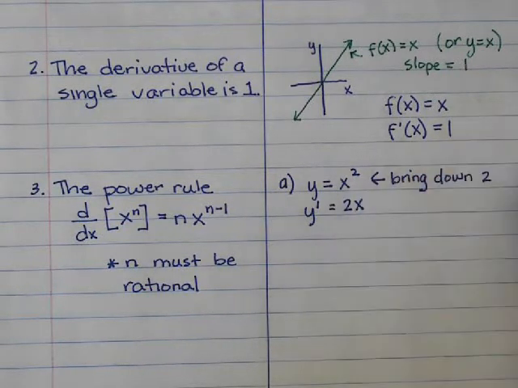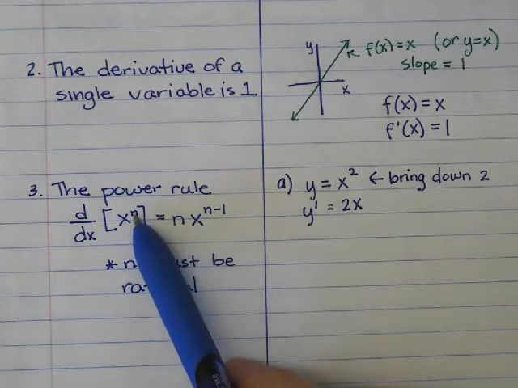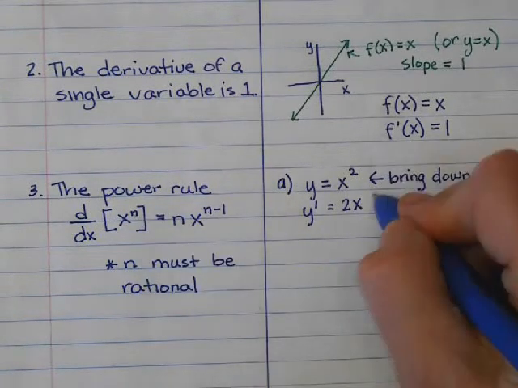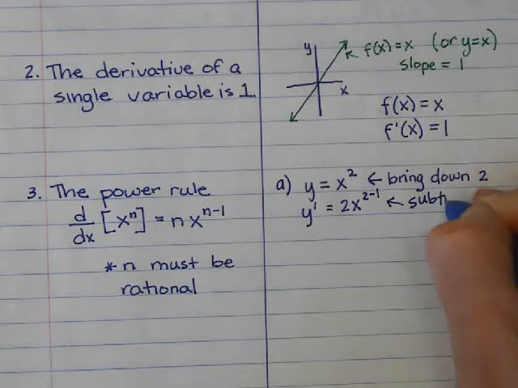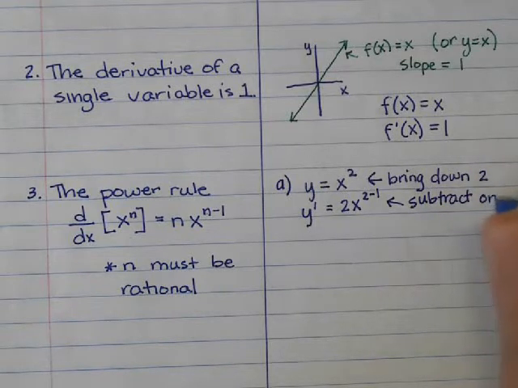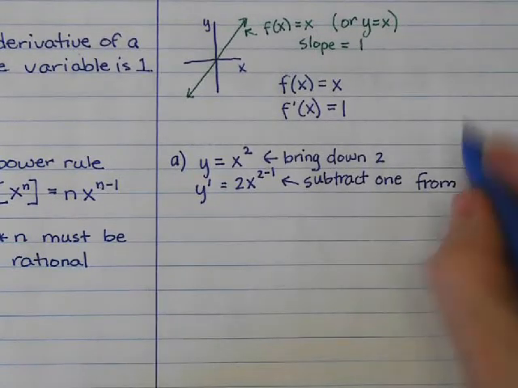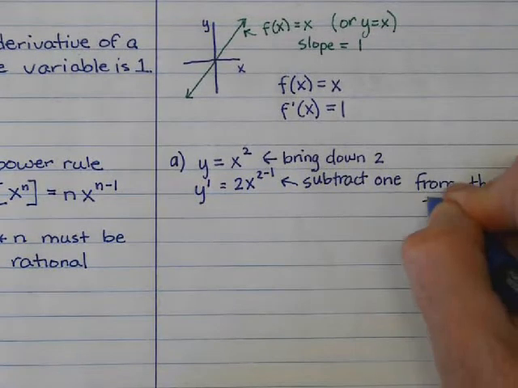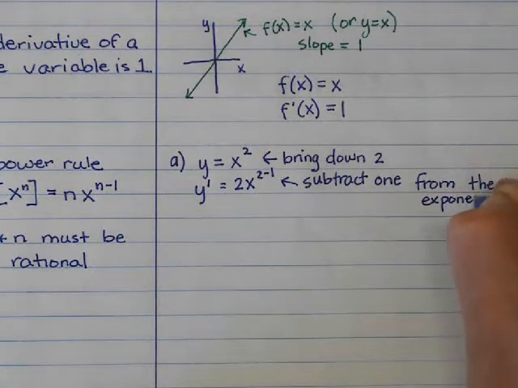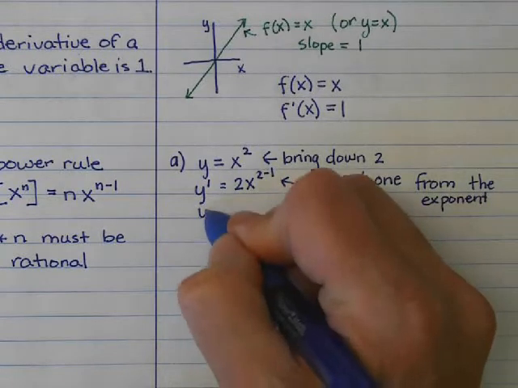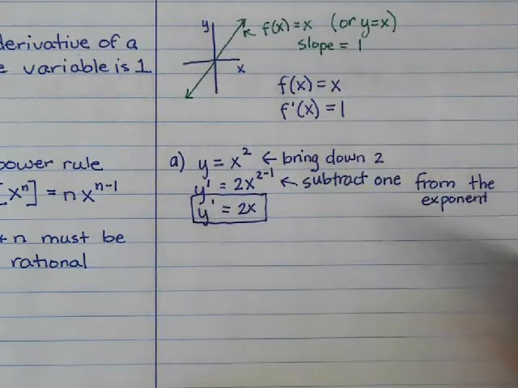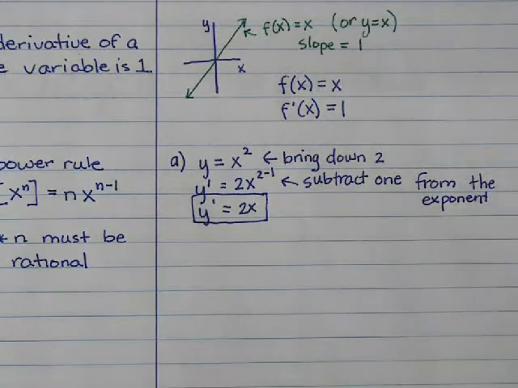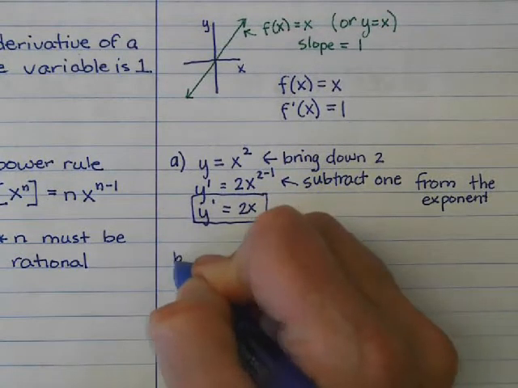So we bring down the 2, and then notice it says to take n, whatever that variable was right up there, and subtract 1. Okay, so subtract 1 from the exponent. And it's always going to work this way. So y prime is 2x. So much better than having to use that rule for finding a derivative.